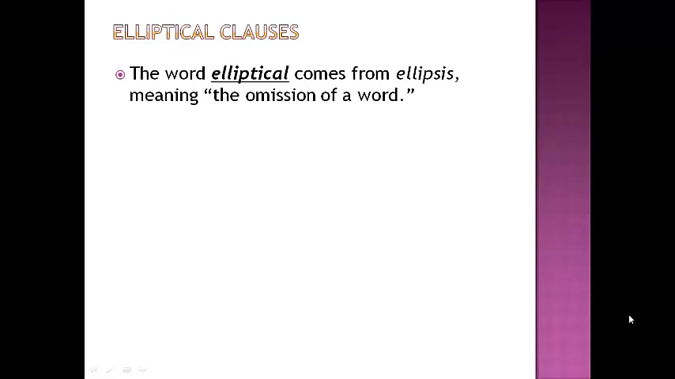Now when we have elliptical clauses, the word elliptical comes from ellipsis and it means the omission of a word, or maybe more than one word.